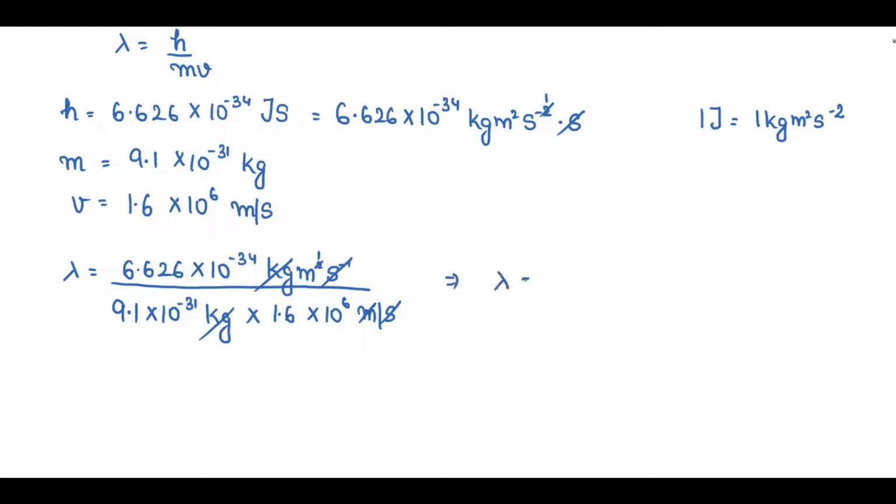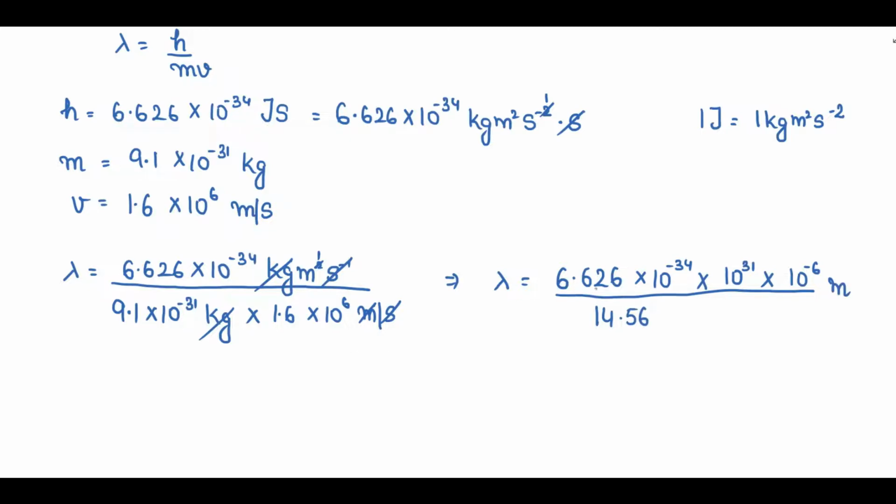Now lambda equal to 6.626. I'll compile the powers. So I'll mention 10 raised to power minus 34. If you see, this 10 raised to power minus 31 is negative in denominator. When I take this value in numerator, it will change its sign. So it will be 10 raised to power 31 into 10 raised to power 6, which can be written as 10 raised to power minus 6, divided by 9.1 into 1.6. It will be 14.56, right? Unit I am having is meter only.